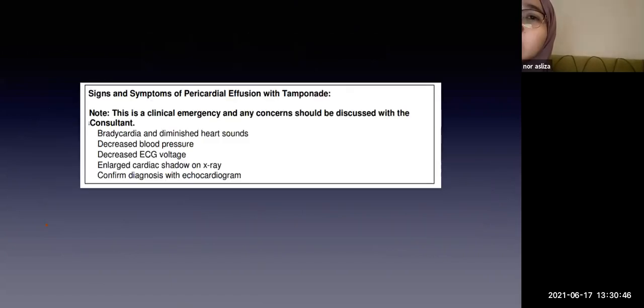Okay, next. The signs and symptoms of pericardial effusion with tamponade include bradycardia with diminished heart sounds, decreased blood pressure, decreased ECG voltage, and an enlarged cardiac shadow on X-ray. This diagnosis should be confirmed with an echocardiogram. Okay, next.